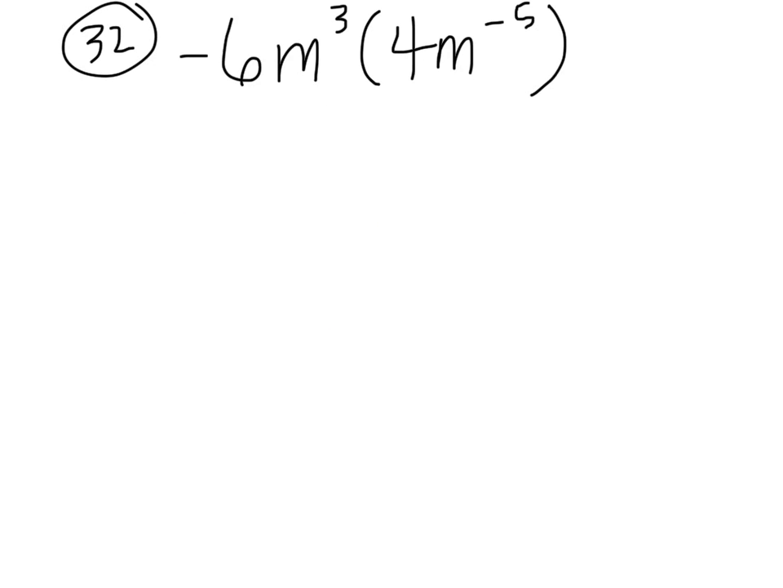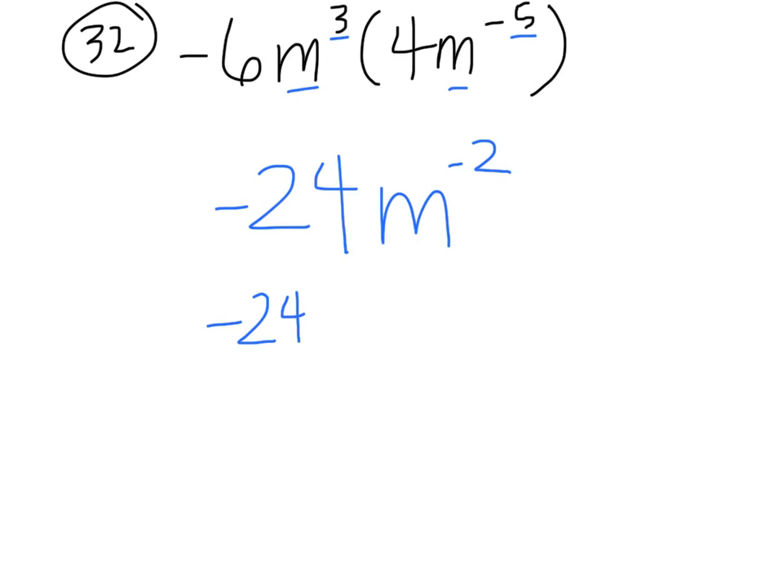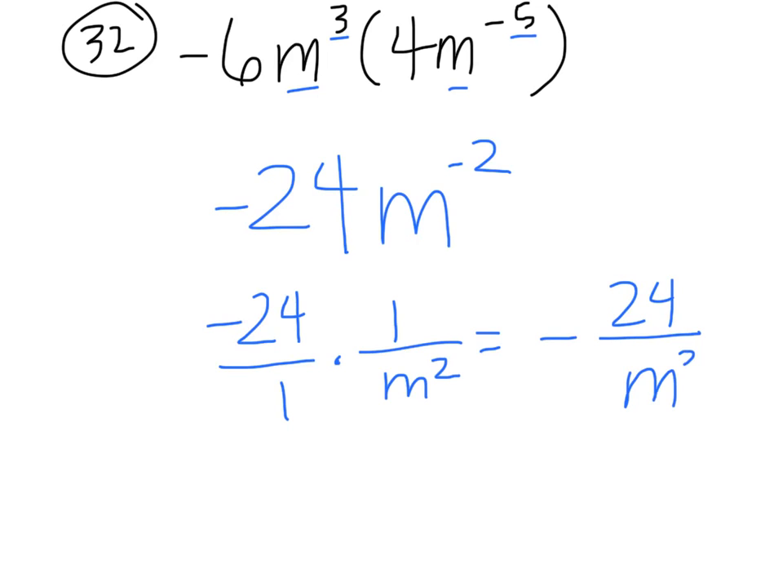Number 32, negative 6 m to the third power times 4 m to the negative fifth power. First thing I'm going to do is negative 6 times 4 is negative 24. And I'm going to keep the same base, m, add my exponents, negative 2, but I can't leave my answer like that. It's negative 24, and I know it's going to be over 1 times 1 over m squared. So my answer is negative 24 over m squared.